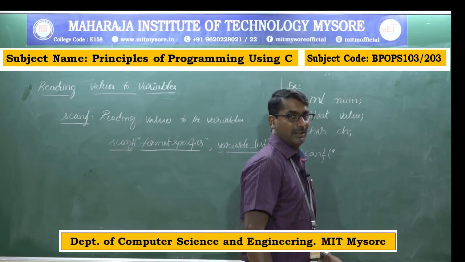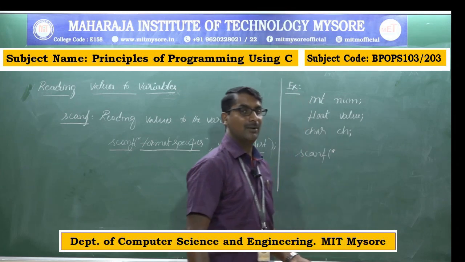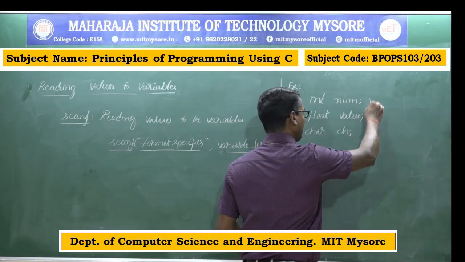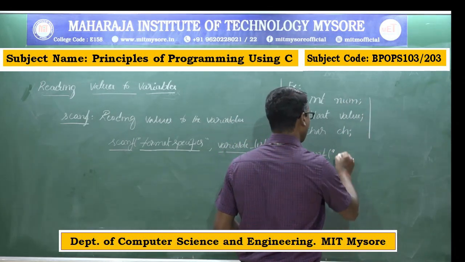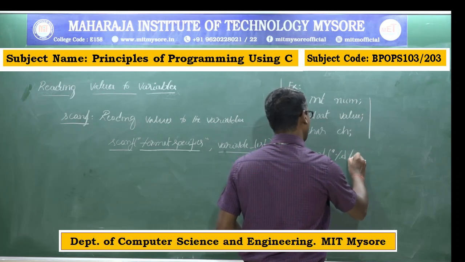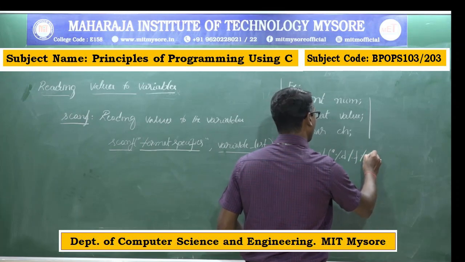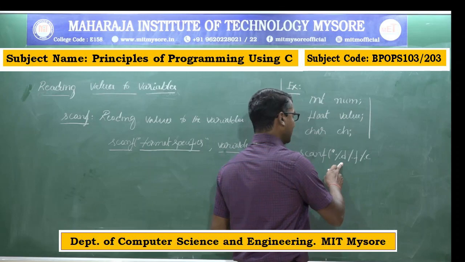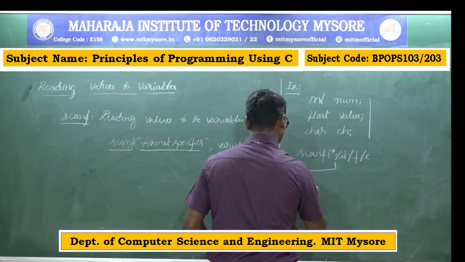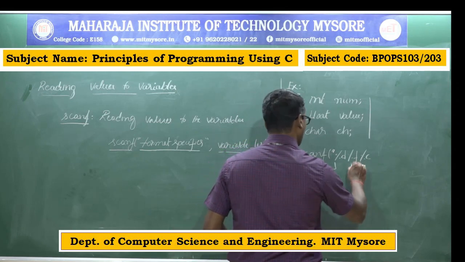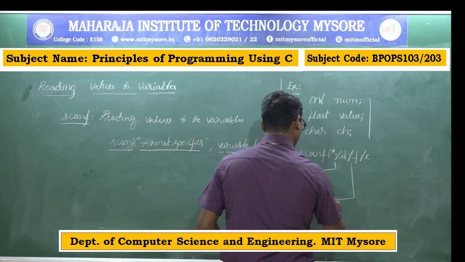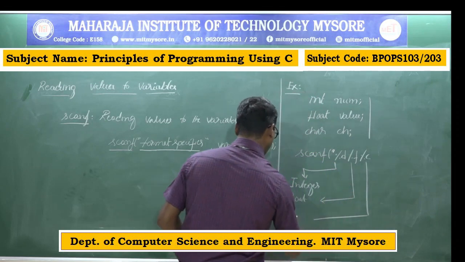The format specifier, as I already mentioned, specifies the type of value we are reading. So if you are reading the values in the order integer, float, char, then we need to specify %d, %f, and %c. The %d is for integer, %f is for float, and %c is for character.